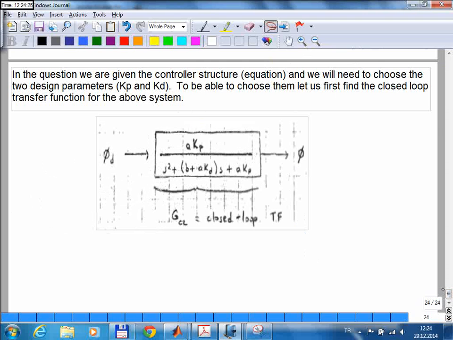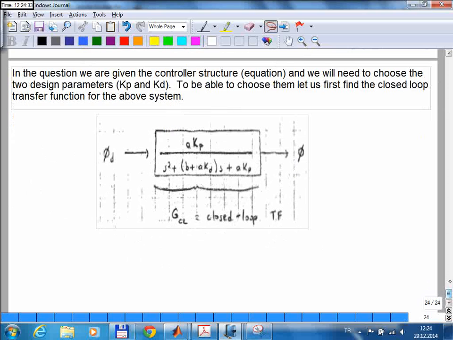Of course we are going through an example right now, but still it's a very good example for controller design. So when you calculate the closed loop transfer function, you get this quantity.